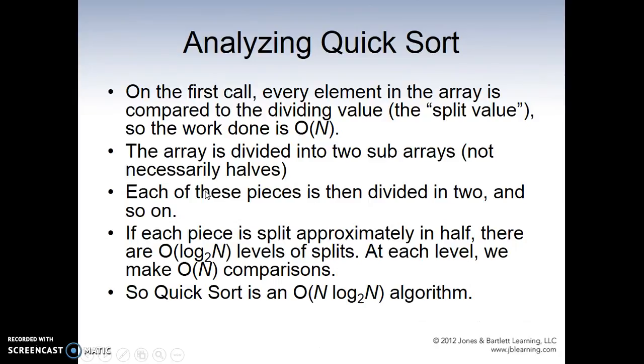And you see that we no longer need to create a temp array. So when we analyze this, every element in the array is compared to the dividing value, the split value. So the work done costs n. The array is divided into two subarrays, not necessarily halves. So each of these pieces is then divided in two, and so on. If each piece is split approximately in half, there are log n levels of splits. So at each level we make n comparisons. So QuickSort is a big O of n log n algorithm.